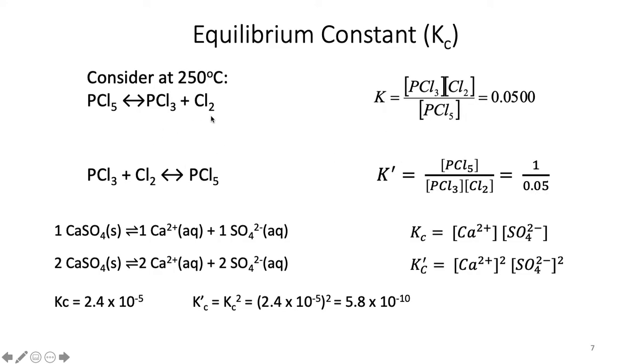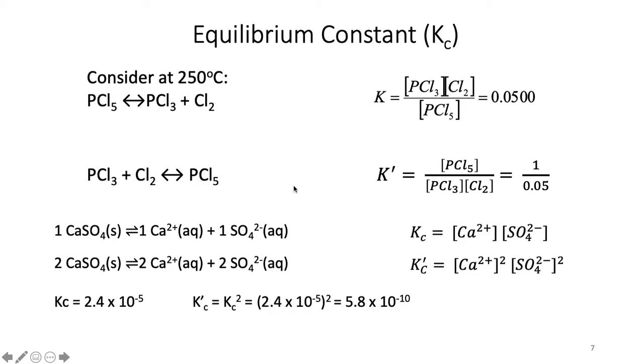So anytime you take a forward reaction and you flip it to calculate the new equilibrium constant, all you have to do is take the old constant and do the reverse. So take 1 over that old constant to get the new equilibrium constant for the flipped reaction.